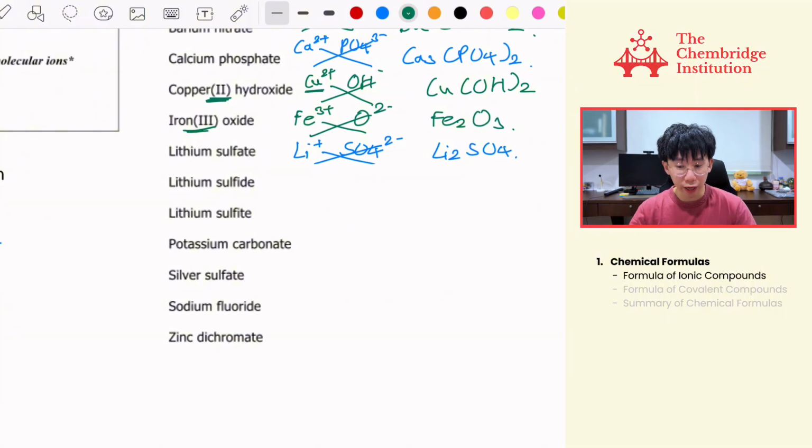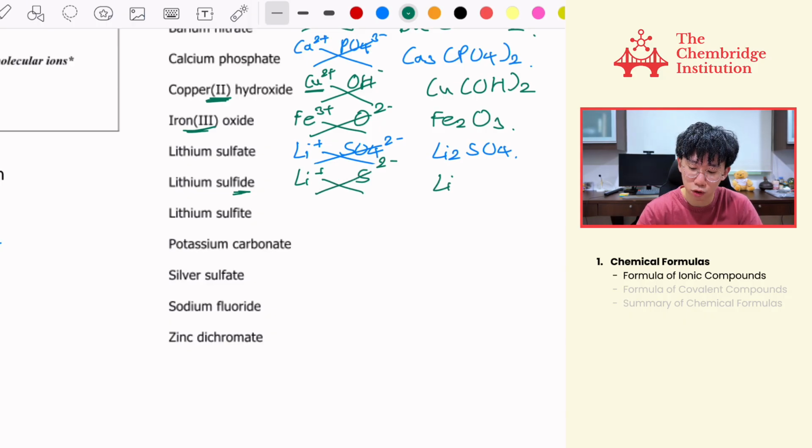So now for lithium sulfide, lithium is Li plus as we went through already, and sulfide is S2 minus. This is something you have to memorize also, which is one of the very confusing ones, it's just S2 minus. So if you crisscross, it's just Li2S.